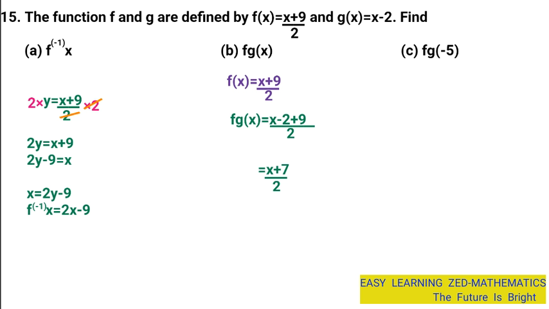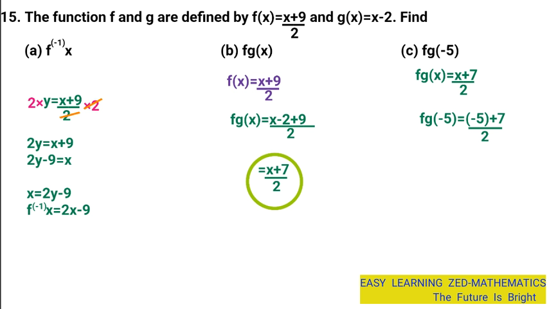Now we come to question C. In question C, we are asked to find fg of negative 5. First of all, I want us to understand that the formula found for fg of x is (x plus 7) over 2. That is the formula for fg of x. Then we are going to replace x by negative 5. Where there is x, I'm going to put negative 5, which will be added to 7, then divided by 2.